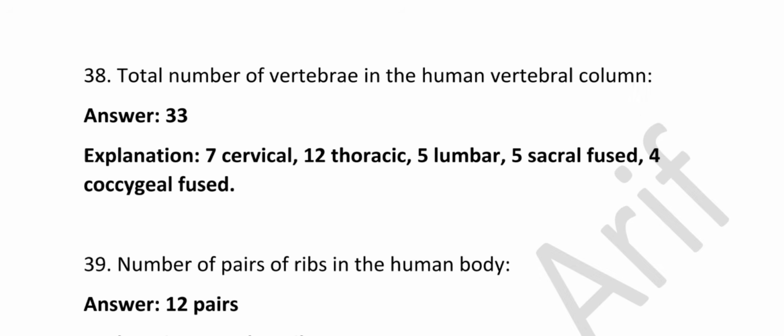Total number of vertebrae in the human vertebral column is 33. If we break it down, we have 7 cervical, 12 thoracic, 5 lumbar, 5 sacral, and 4 coccygeal fused vertebrae.